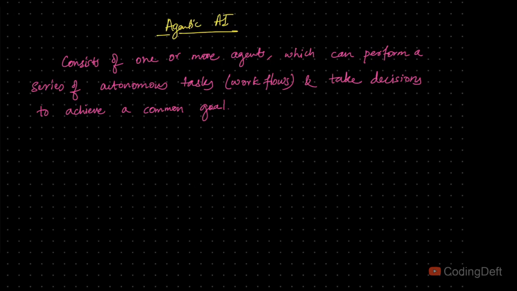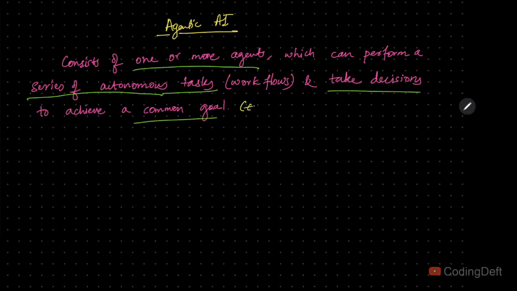So let us break this definition down. The key terms here are one or more agents, it can perform a series of autonomous tasks, and it can take decisions, and it will work for a common goal. Here, the common goal can be anything like a travel agent, an app builder, or a personal assistant.